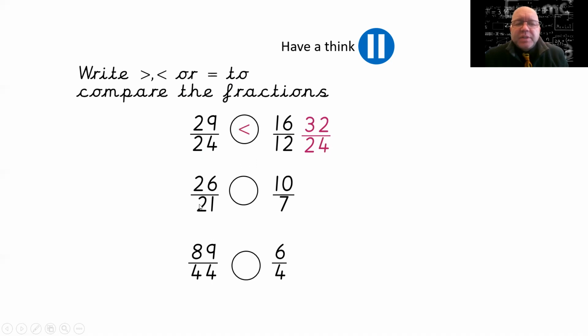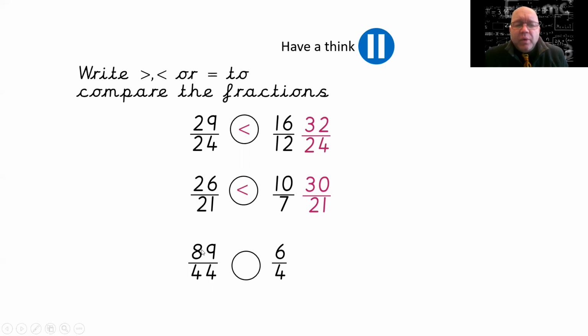Here we've got 26 over 21 and 10 over 7. How do we turn a 7 into a 21? Well, we can multiply it by 3. So bottom times 3, top times 3 gives us 30 over 21. And 30 over 21 is bigger than 26 over 21.